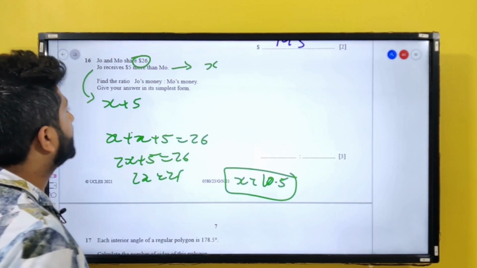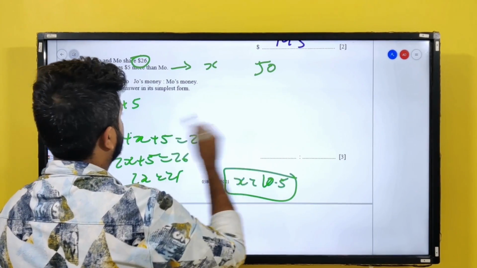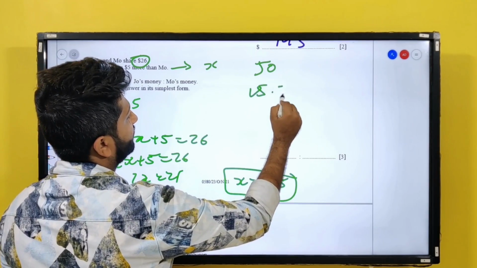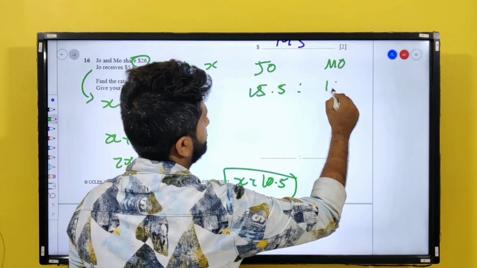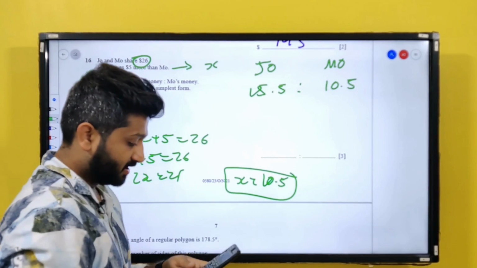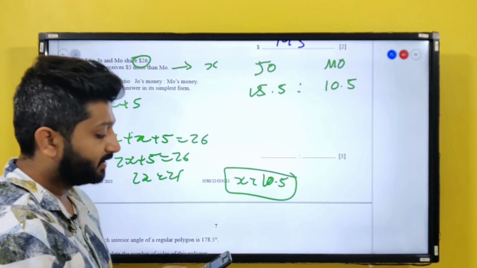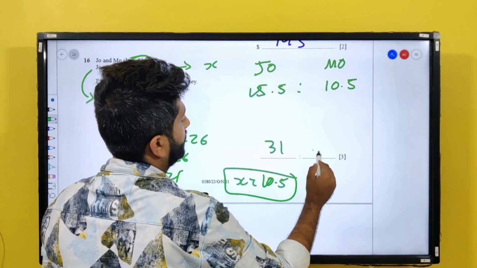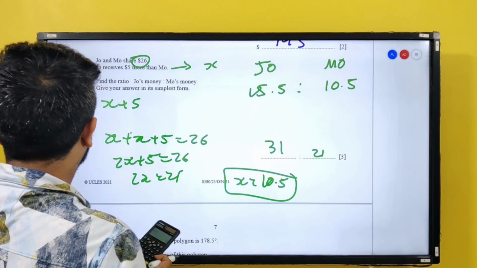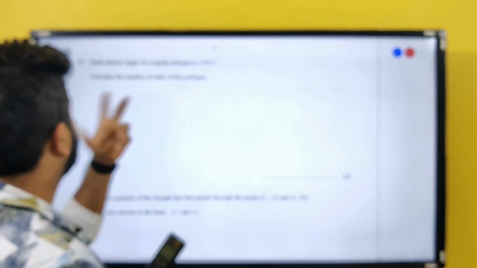So what is Joe's share? Joe's share is 10.5 plus 5, which is 15.5. And what is Mo's share? Mo's share is 10.5. So 15.5 upon 10.5. Let me put that in my calculator to get the simplest value. The simplest value is 31:21.